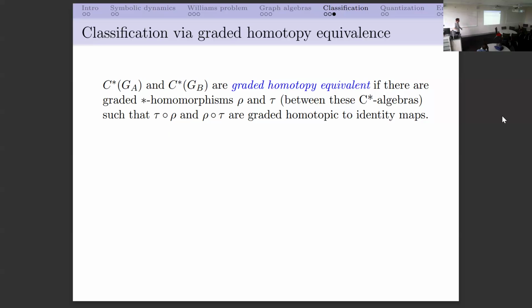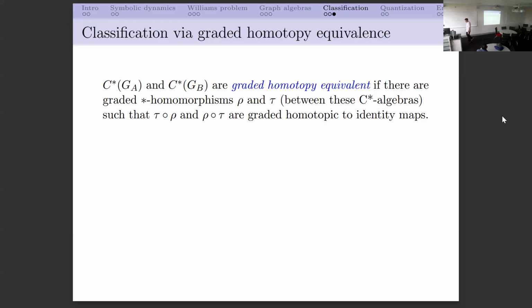So what do I mean by graded homotopy equivalent? It means that there's a pair of star homomorphisms, one from the graph C-star algebra of A into the graph C-star algebra of B, and the other, tau, from the graph C-star algebra of B to the graph C-star algebra of A, such that for the composition in any order, you can find a path of graded endomorphisms that get you from this composition to the identity on each one of the graph C-star algebras. That's called homotopy equivalence. What I really mean is that whenever you plug an element there, you're in the C-star algebra, you have a topology, and there's a path that maps you to the correct element for every element.